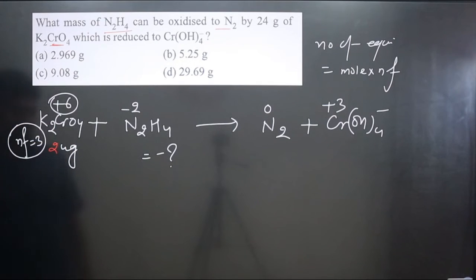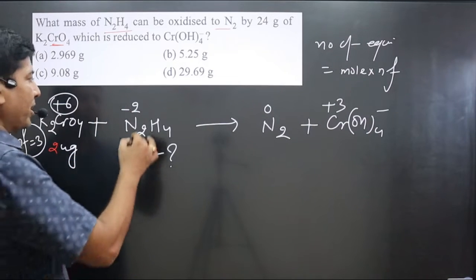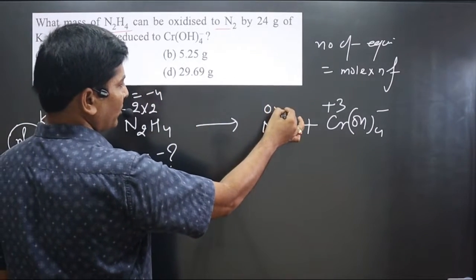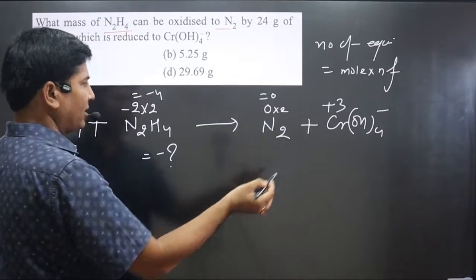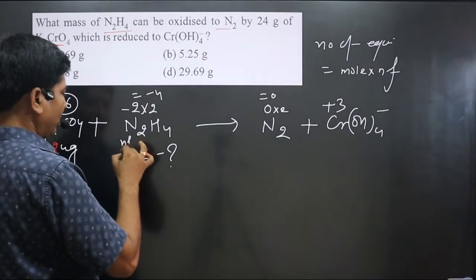Very interesting. Now pay attention here. One nitrogen is minus 2, then 2 nitrogen will be minus 2 multiplied by 2, which is minus 4. On the product side, 1 nitrogen is 0, then 2 nitrogen will also be 0. Find the difference in oxidation number: 0 minus minus 4 is equal to 4. So the N factor value we got is 4.